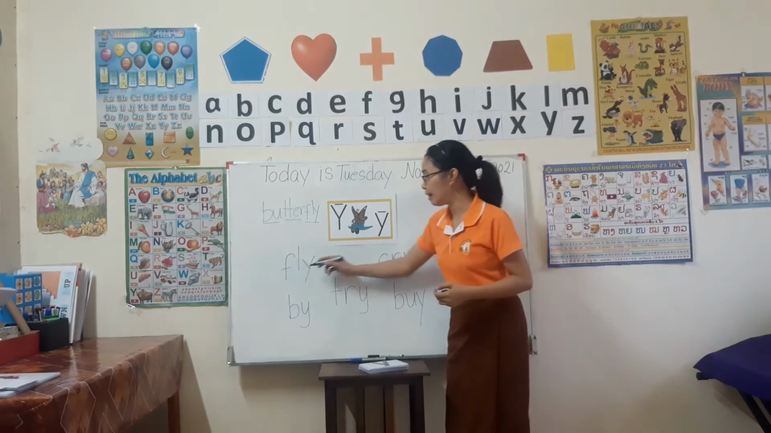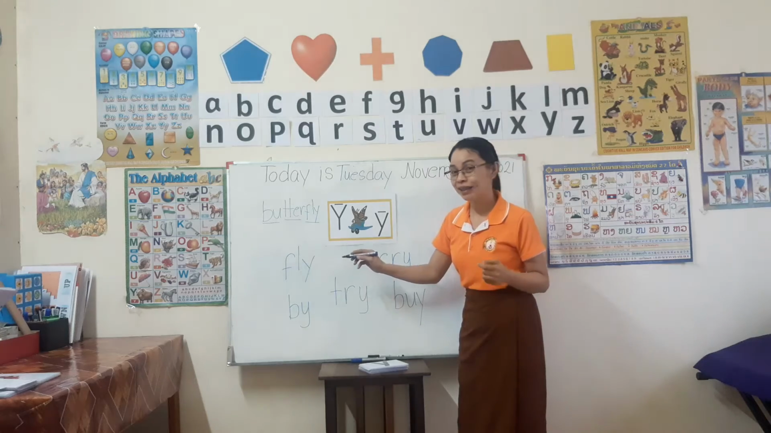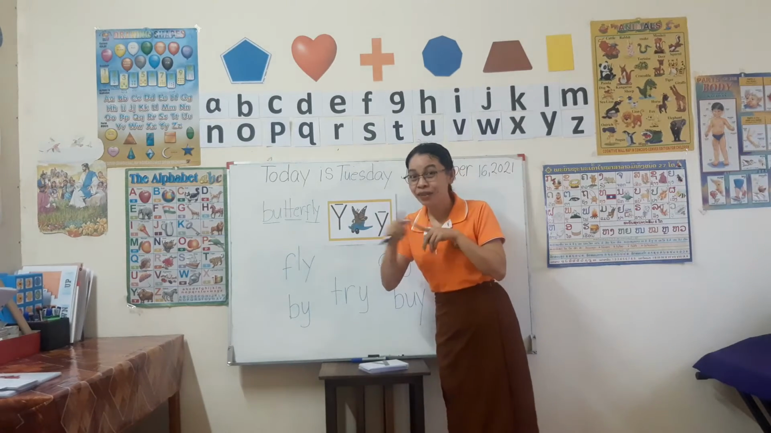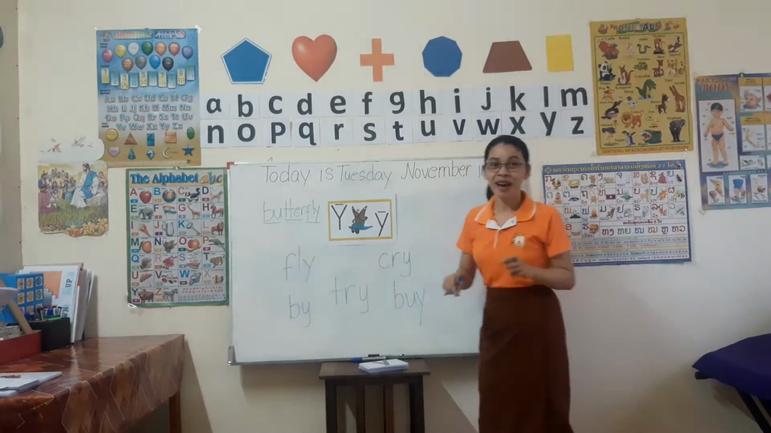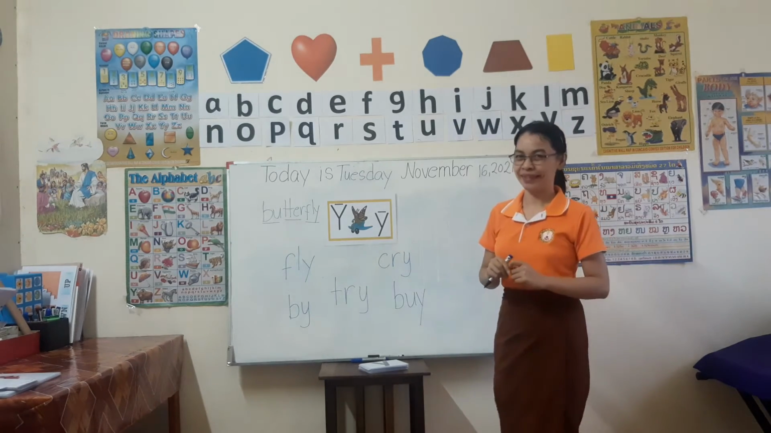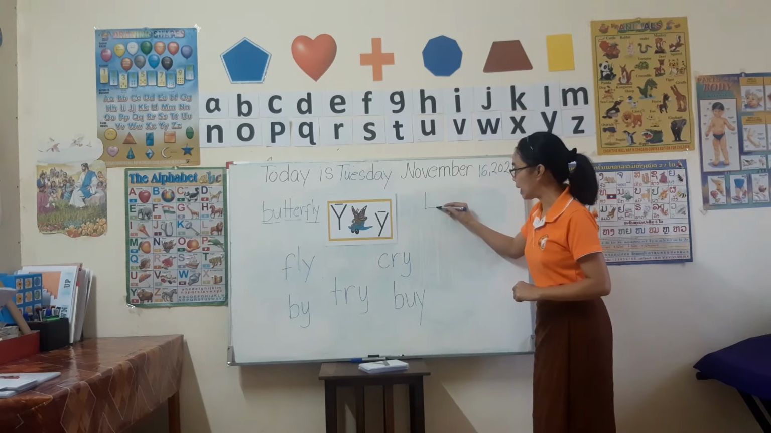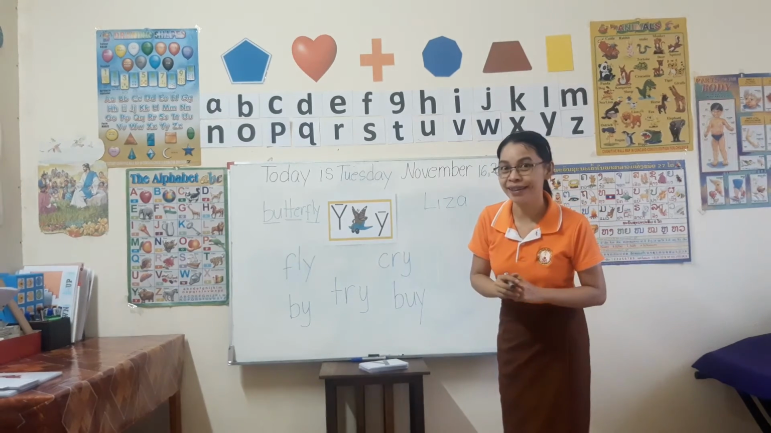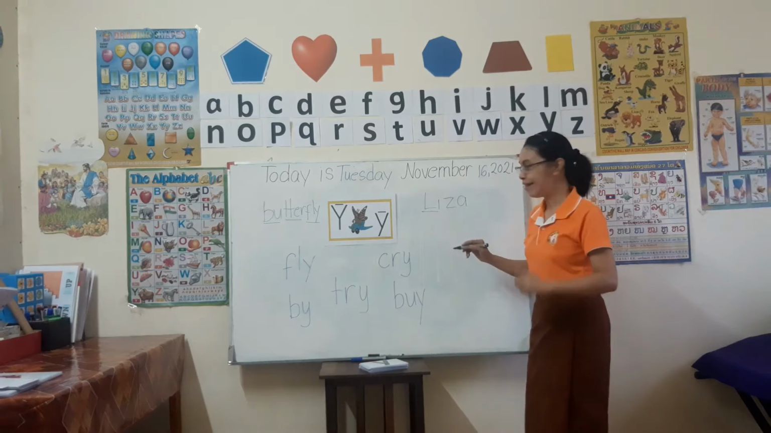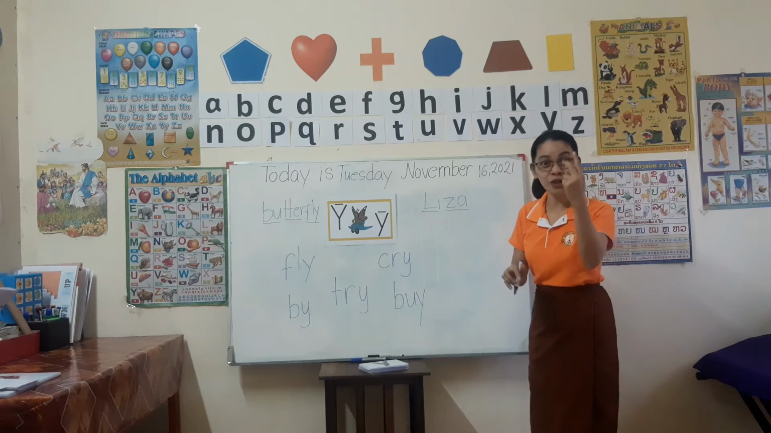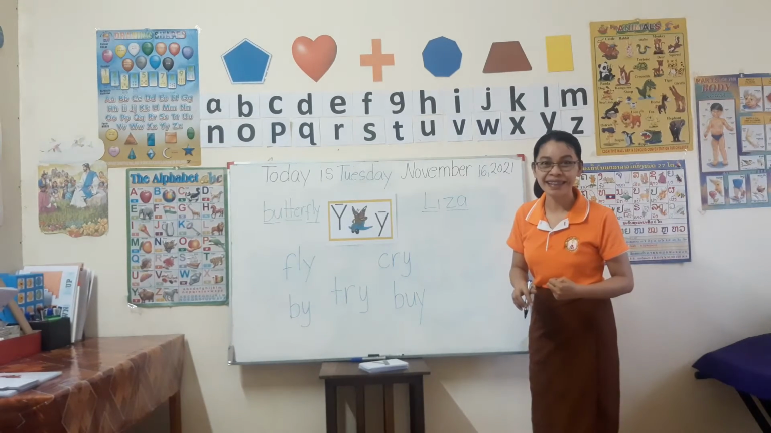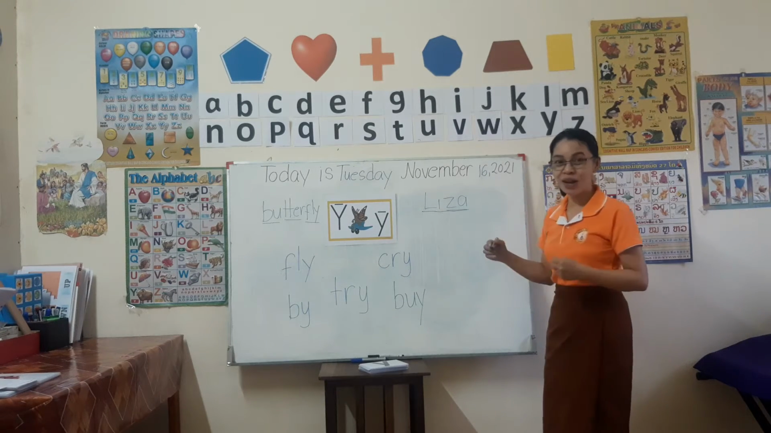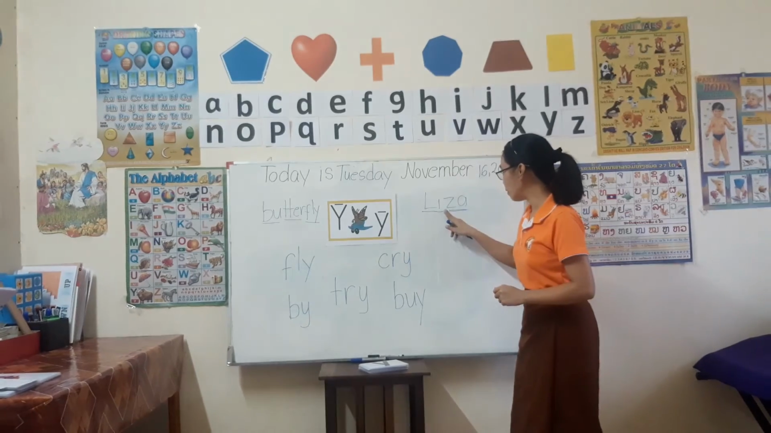But this one, fly, the teacher didn't say fly-y. It's only one syllable. What about try? Now I'll use your names as examples. If your name is Lisa, how many syllables do you hear? Li, Sa, Lisa. There are two syllables. Teacher didn't say Lisa-a.